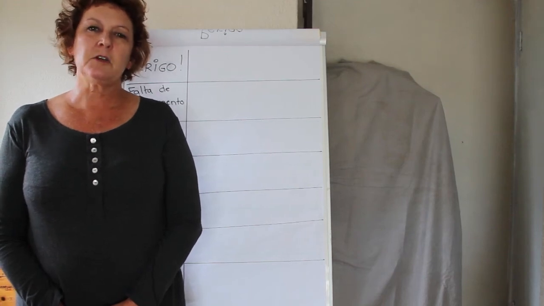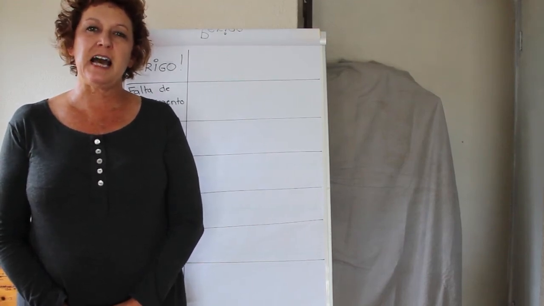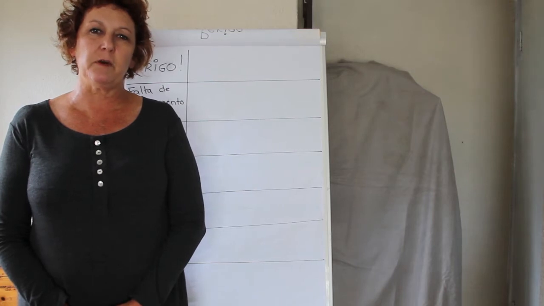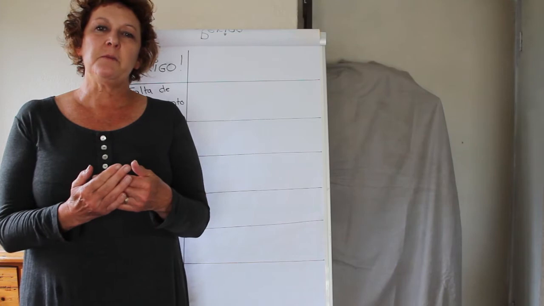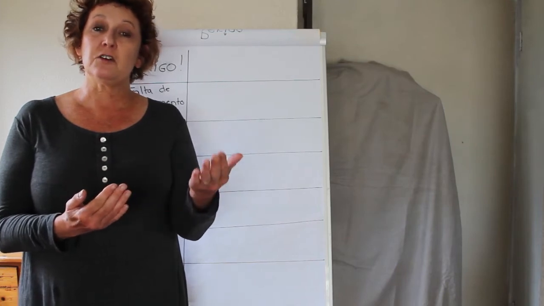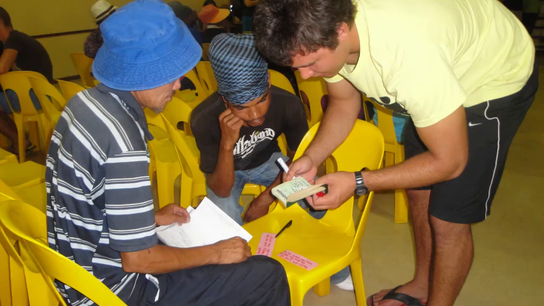In the next exercise, we're going to prioritize and identify the hazards that this particular community lives with. And to do this, I make a series of small cards, and each member of the community is given 5 cards to complete.